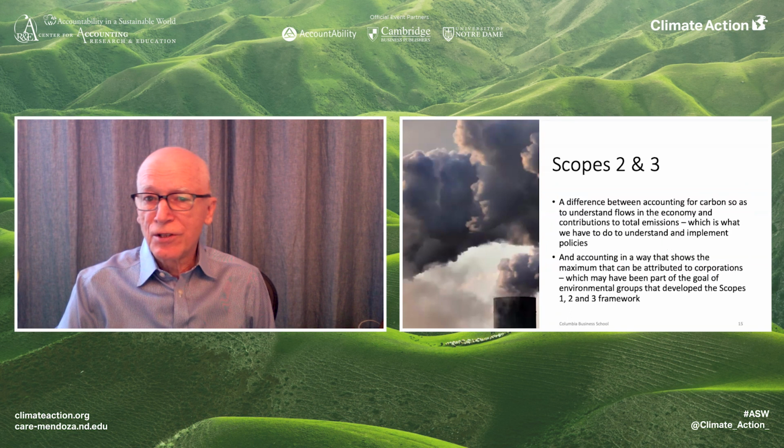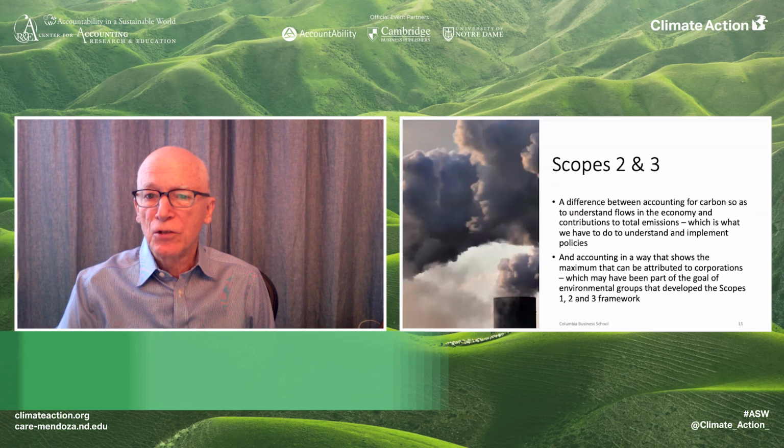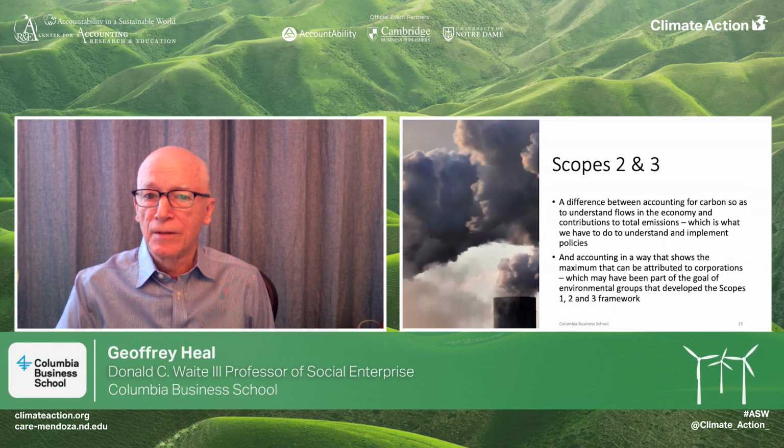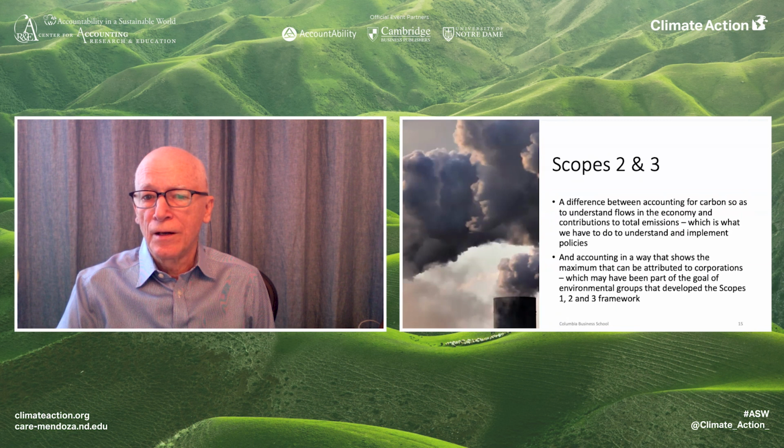Scopes 2 and 3 are essentially redundant, but there is a difference between accounting for carbon so as to understand the total flows in the economy and the contribution to total emissions, which is what we need to do for policymaking, and accounting in a way that shows the maximum that can be attributed to corporations. And that may well have been part of the goal of the environmental groups that originally developed the Scope 1, Scope 2, Scope 3 framework.